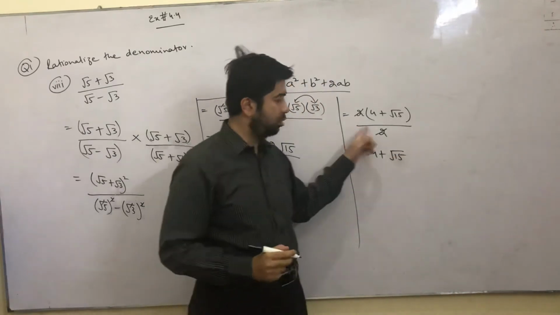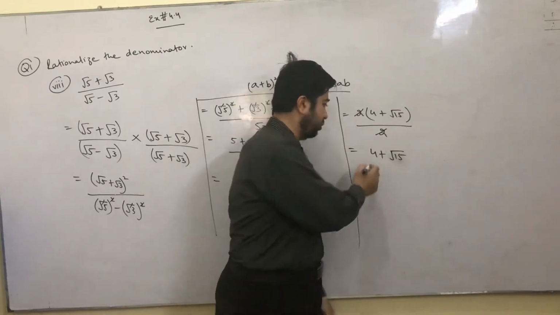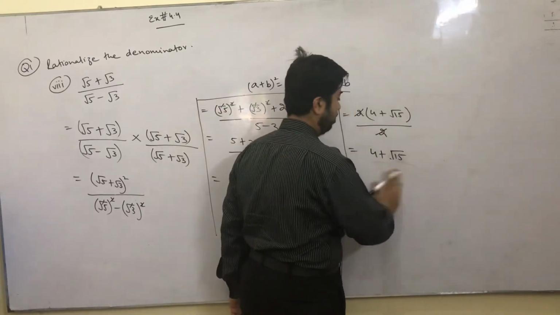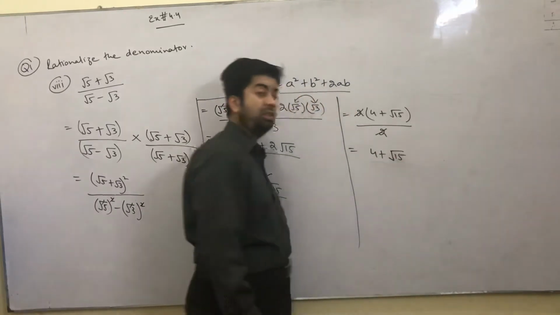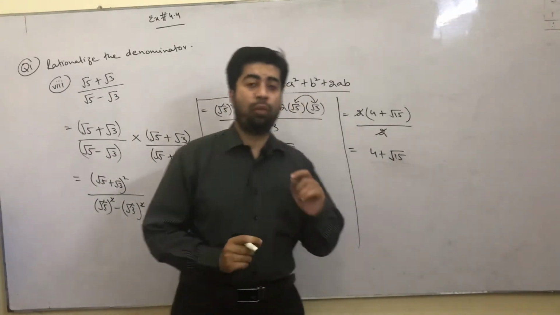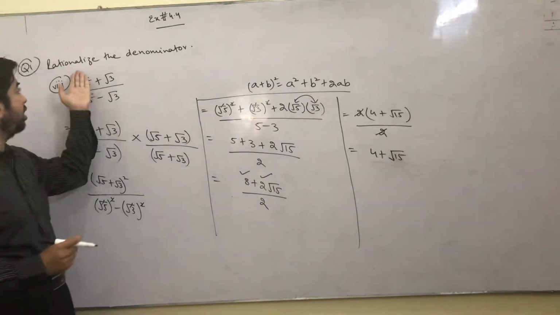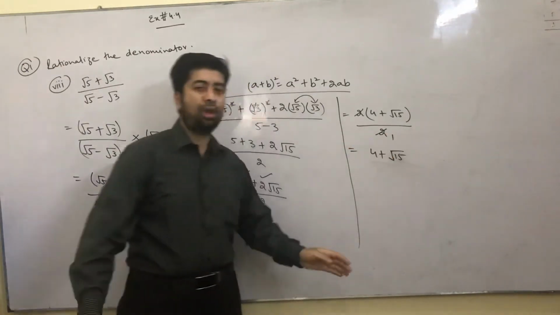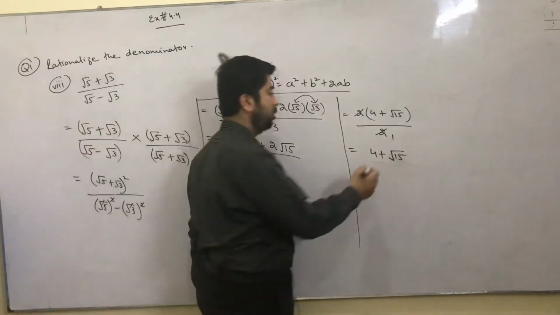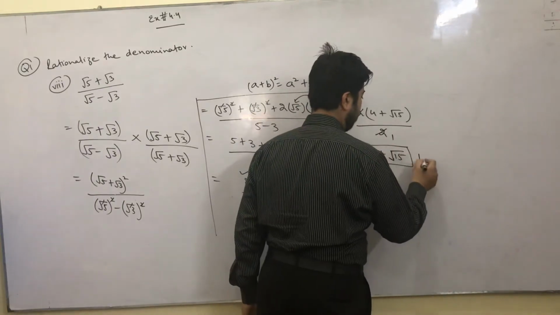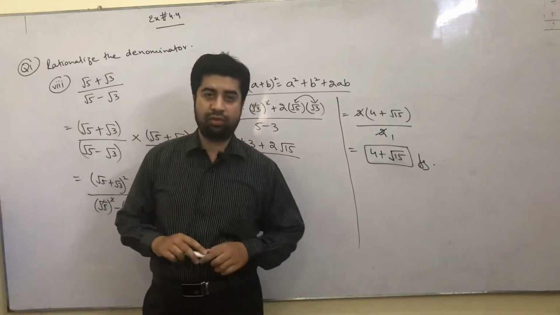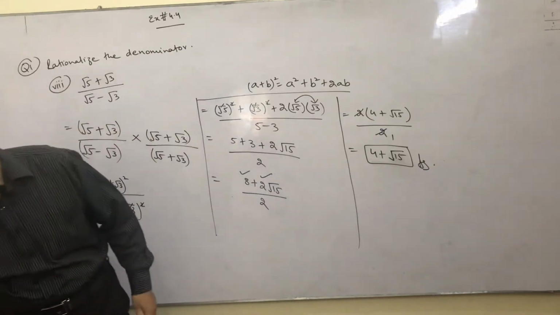And in the denominator, you can write 1. Or if you don't write 1, nothing makes any difference, because we have achieved our goal. What was our goal? To rationalize the denominator. In the denominator, we have received 1, and 1 is a rational number. So this was the answer. I hope you understand it very well. This was question number 1.